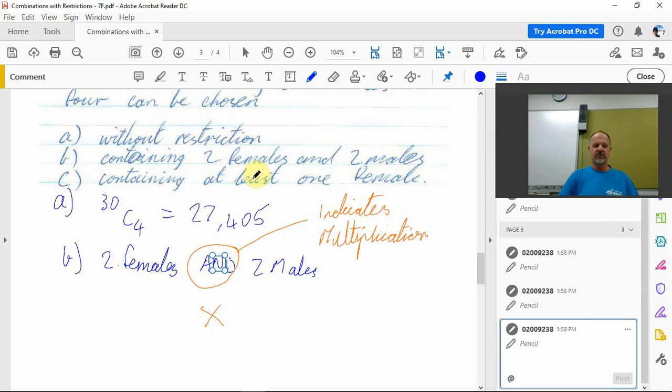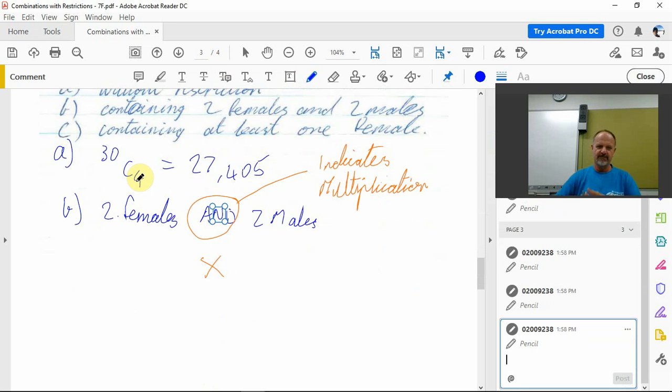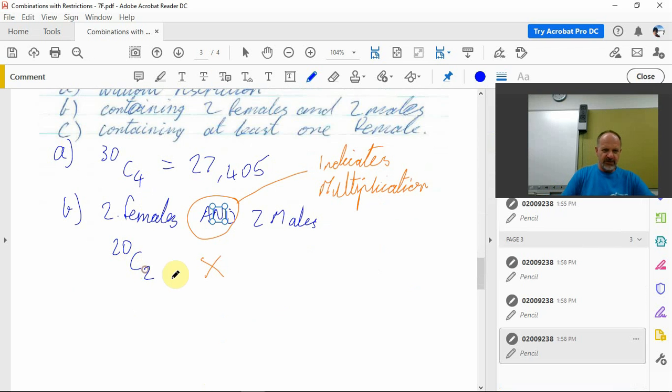So we're going to multiply. We had 20 females, so we want 2 of the 20 females. And there's 10 males, and we want 2. So 20C2 times 10C2. 20C2 is 190 times 45, which is 10C2. And so there's 8,550 different committees that could be formed where it has 2 females and 2 males in it.